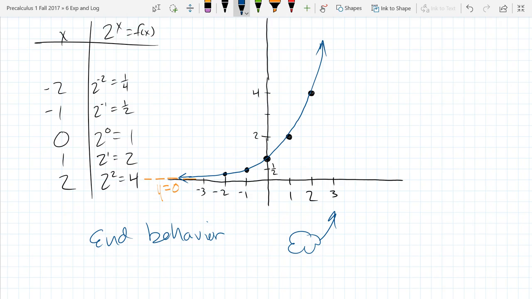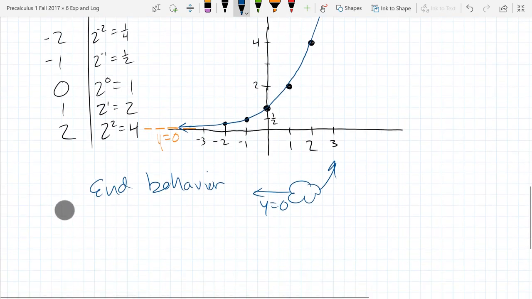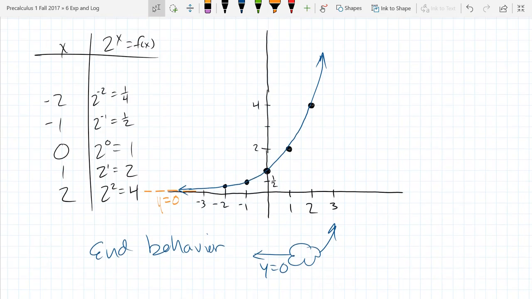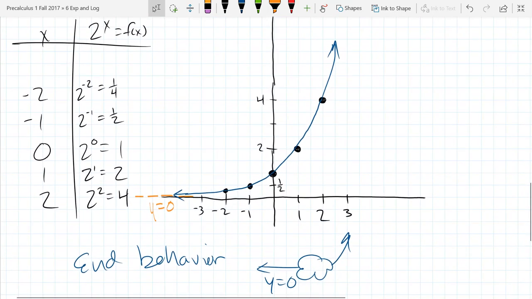So this has some weird end behavior. On the right side, we're going to go up. On the left side, we have y equals 0. So this is different than rational functions and polynomials, because in polynomials or rational functions, if you had a horizontal asymptote on one side, you had a horizontal asymptote on both sides. And if you were up or down on one side, you would be up or down on the other side. This is the first mixed pair that we have. All right, so there's our end behavior for a bigger base.